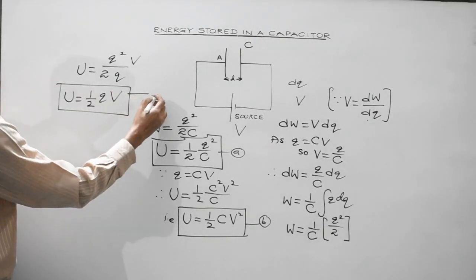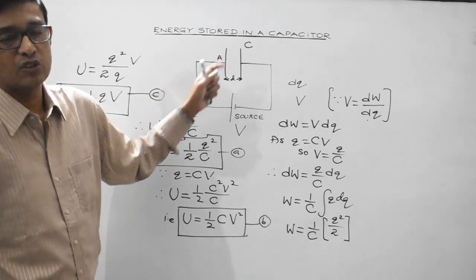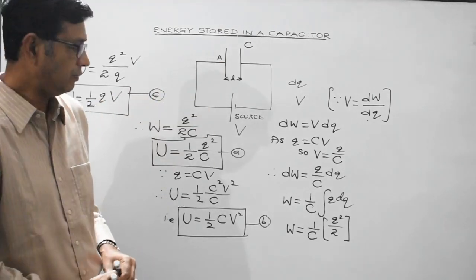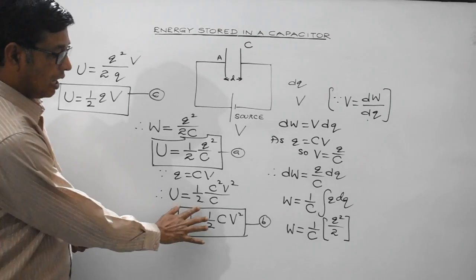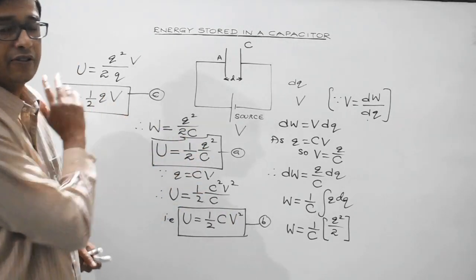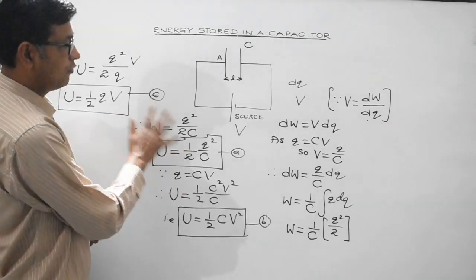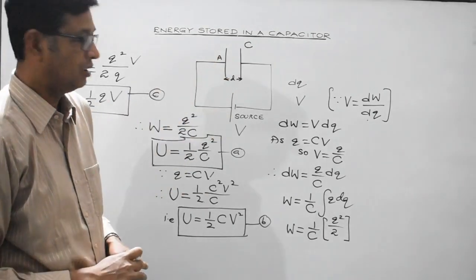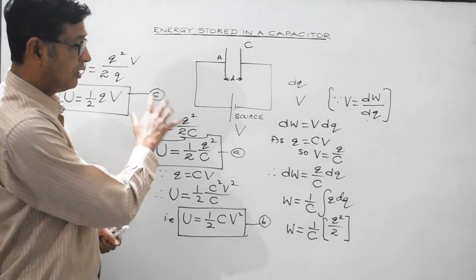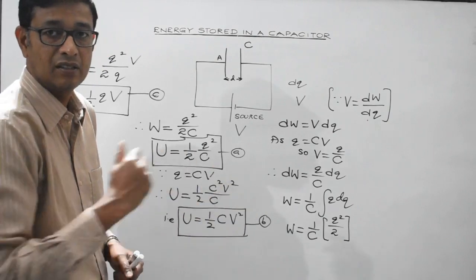So these are the various expressions for the energy stored in a capacitor: half CV square, or Q square by twice C, or half QV. These are the three expressions for the energy stored in a capacitor. Now, which formula is to be used in an appropriate situation?